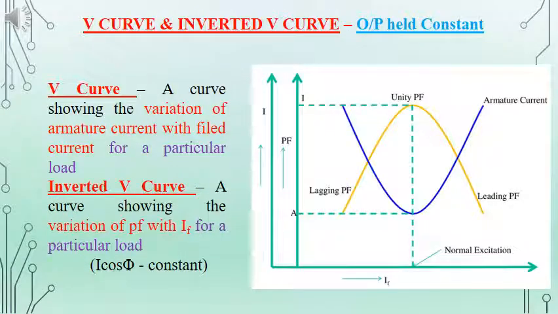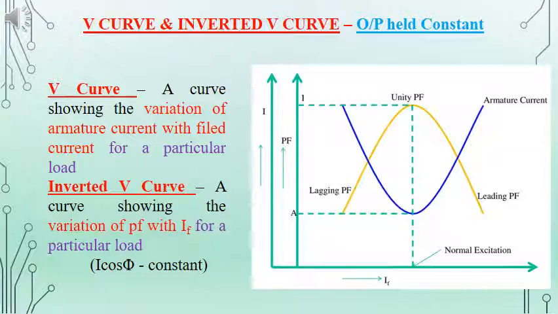So the curve which shows the relation between the variation of armature current with respect to the field current is named the V curve, and the curve which shows the variation of power factor with respect to the field current is named the inverted V curve. The names are because of the shape of the curves obtained by the variation of field current for armature current and power factor.